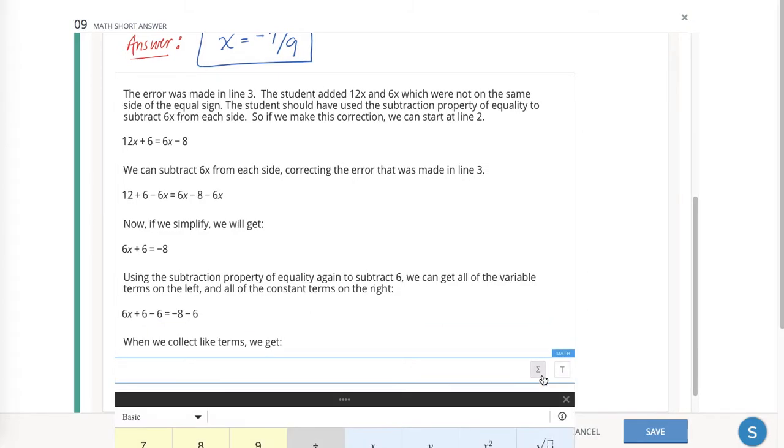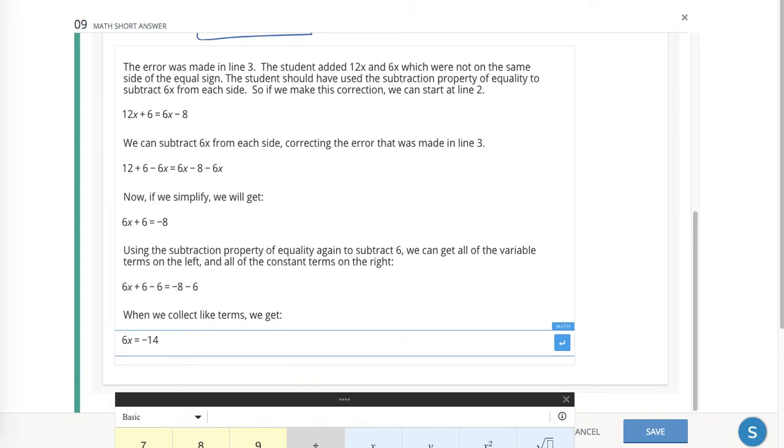And I'm going to type that on a new math line, 6x equals negative 14. Notice by making clear lines, it is very easy for the reader to read my work and follow my process. I'm being very organized as I work through this problem.